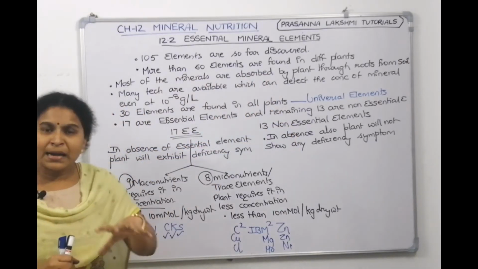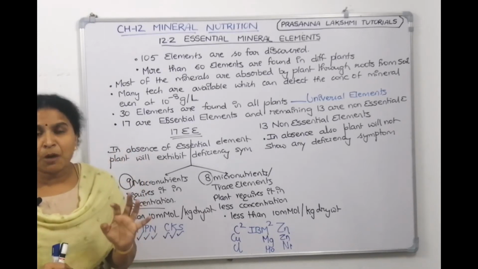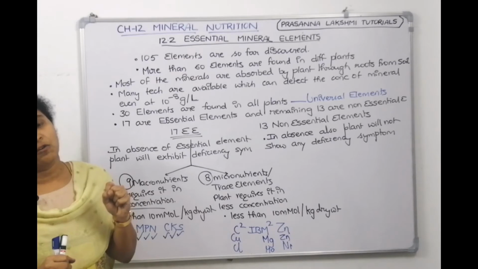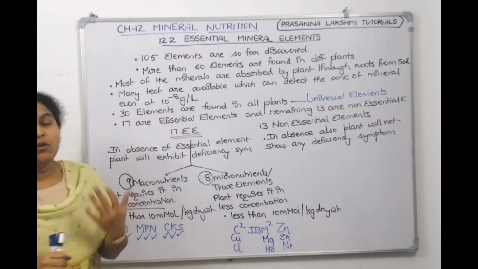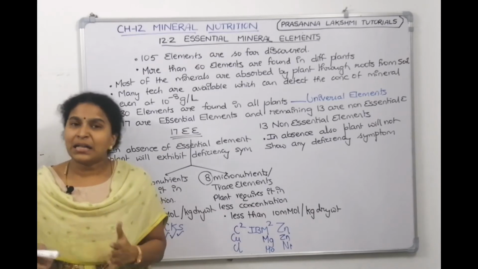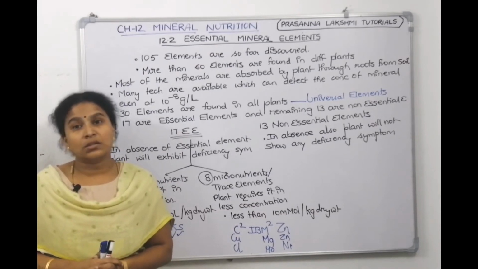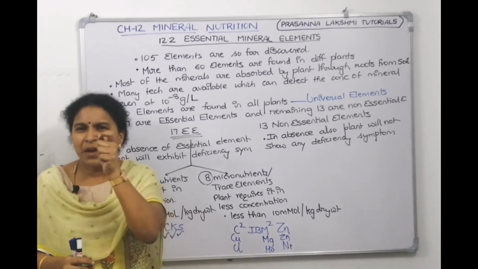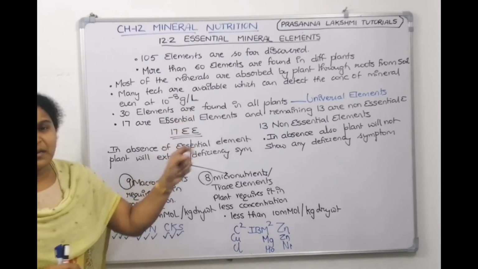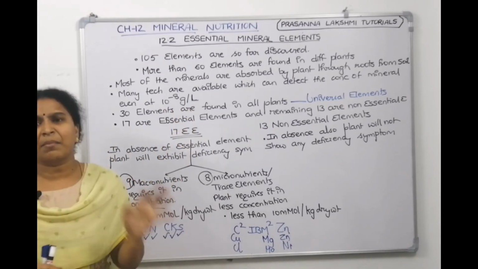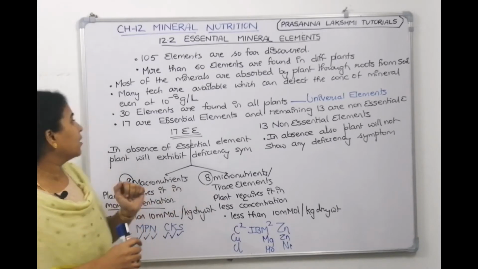Now, how will the plant absorb the minerals? Most of the minerals are absorbed by the plant from the soil only with the help of the roots. Now, how do we come to know that minerals are there in the plant? You have many techniques. It can determine the concentration of the element even if it is very less. How much less? 10 power minus 8 grams per liter concentration also it can identify and tell that this mineral is there in this plant, okay.